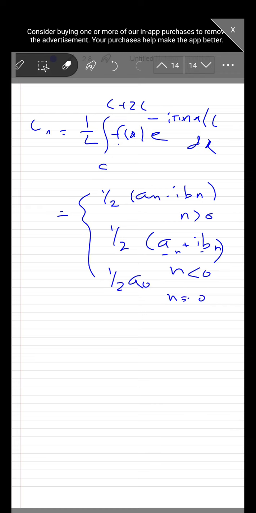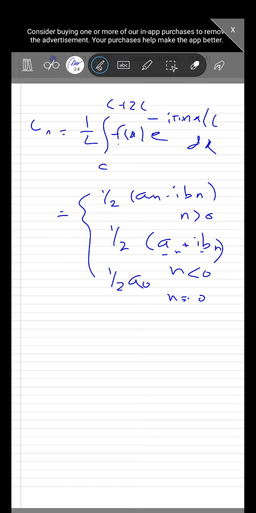So this is the Fourier series. The next is your Fourier transform.